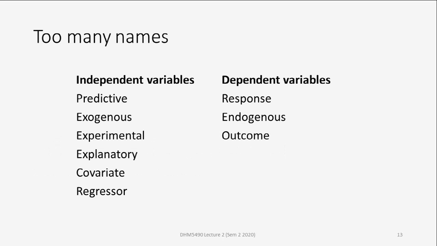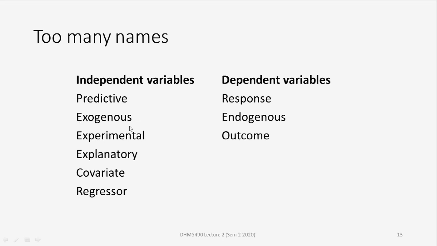The two main types of variables that we face are called independent variables and dependent variables. Independent and dependent. In fact, they have a whole lot of names. For example, independent variables are often called predictive variable, exogenous variable, experimental variable, explanatory variable, or they could be simply called covariate or regressor. And I want to specifically mention this term, exogenous variable.